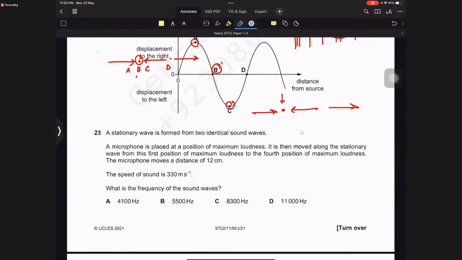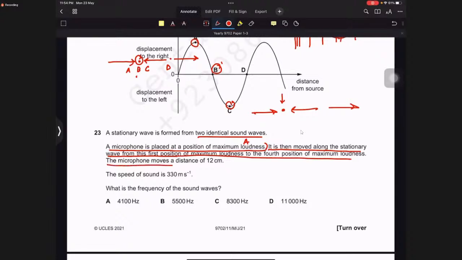Now, a stationary wave is formed between two identical source waves. A microphone is placed at the position of maximum loudness, that means the antinode. It is then moved along the stationary wave from the first position of maximum loudness to the fourth position of maximum loudness. So the microphone moves a distance of 12 centimeters. What is the frequency? Now, you should know there was an antinode, another antinode, another antinode, and this is the fourth position, right?